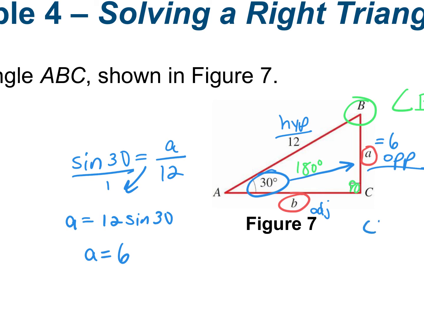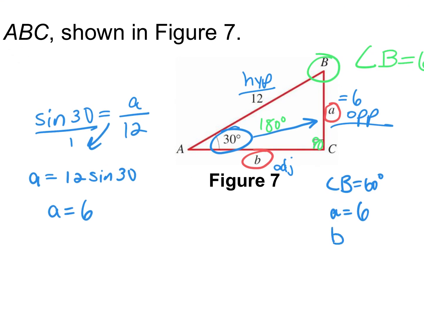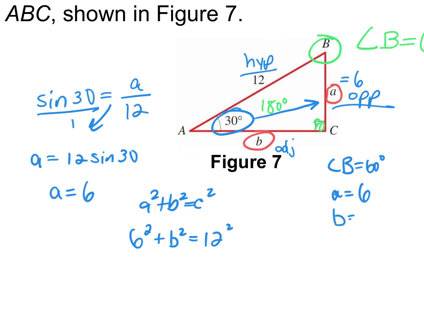So we found angle B was 60 degrees. We found side A is 6. So now we can find side B. How could I find side B? If I know that the hypotenuse is 12, and I know that one of the legs is 6, how could I find the other leg? A squared plus B squared equals C squared. So I know that A is 6, so 6 squared plus B squared equals 12 squared. What's 6 squared?